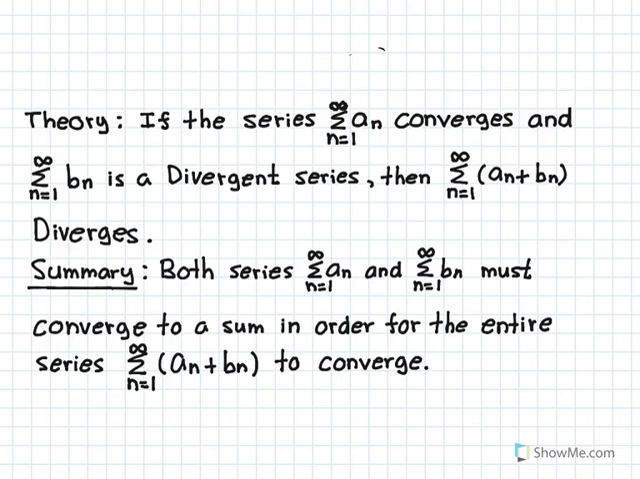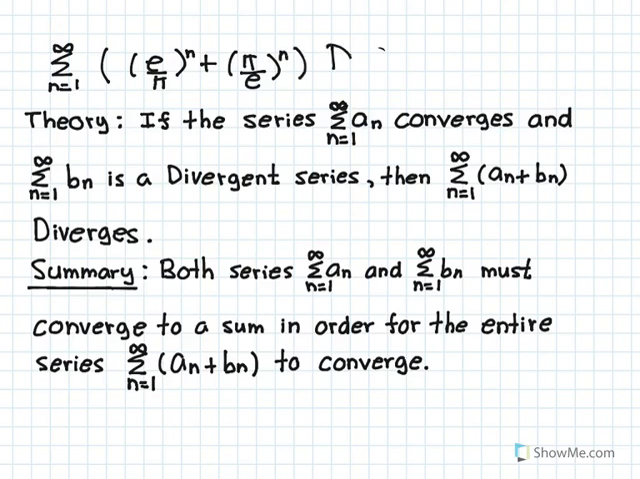So basically the entire series, summation n equals 1 to infinity, (e over pi) to the power of n plus (pi over e) to the power of n, diverges. So let's go over some theory. If the series summation an converges and summation bn is a divergent series, then the summation n goes from 1 to infinity, an plus bn, diverges.